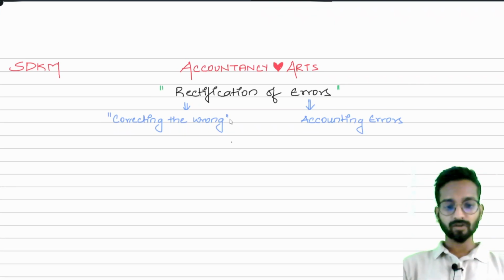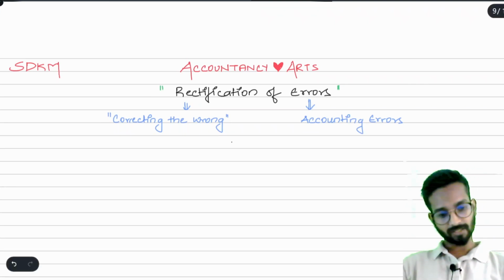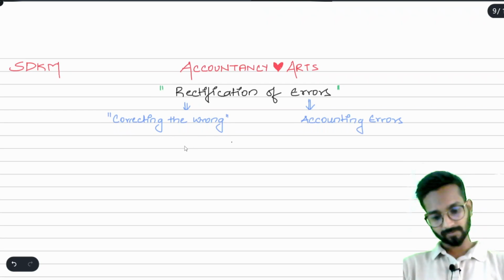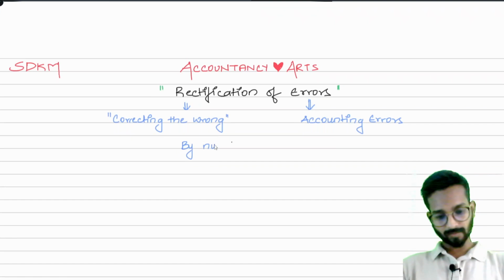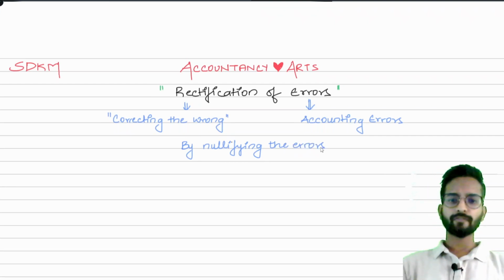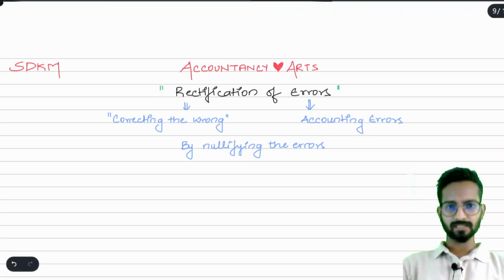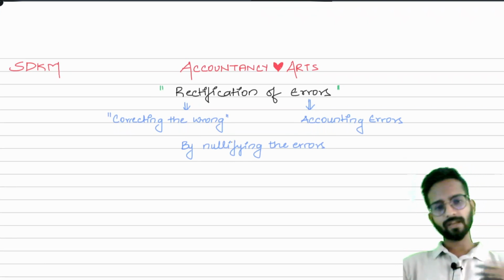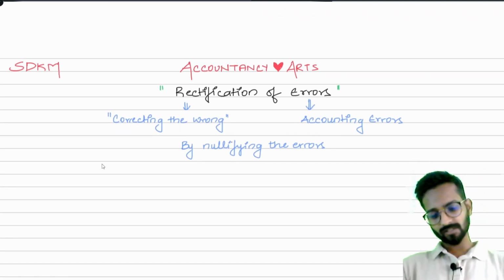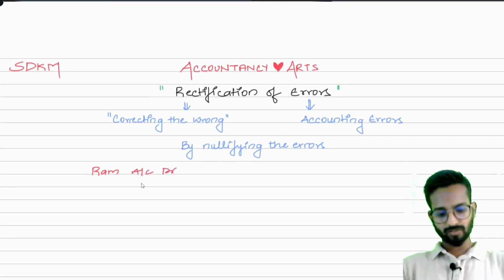How will we correct the wrong accounting errors? See, correcting the wrong accounting errors by nullifying the errors. Sir, what do we mean by nullifying the errors? See, I'll tell you by taking a very simple example. Let's see, we have made a sale to Ram rupees 500. Okay. So when I ask you what will be the journal entry, you will say, sir, journal entry is very simple. That will be Ram account debit to sales 500.